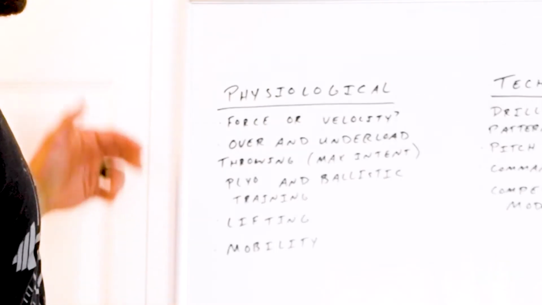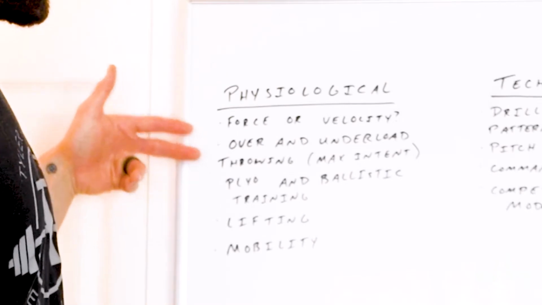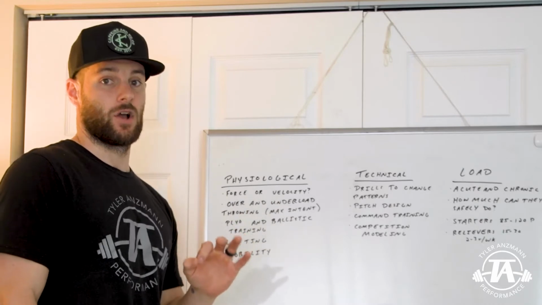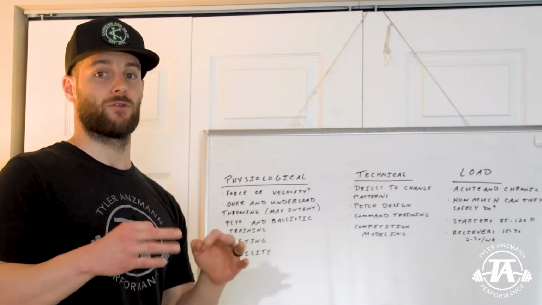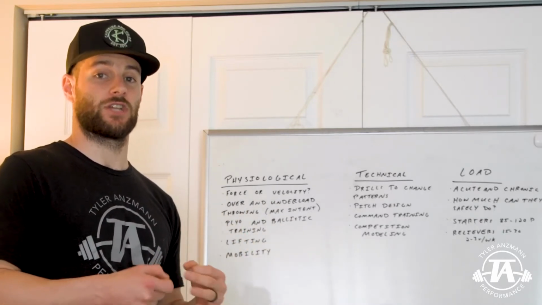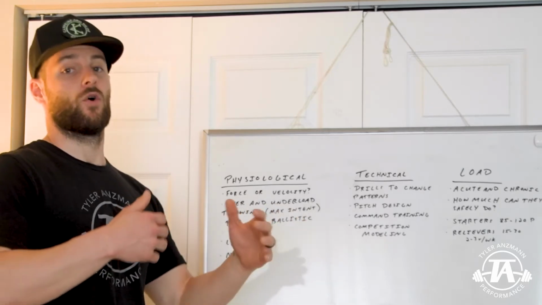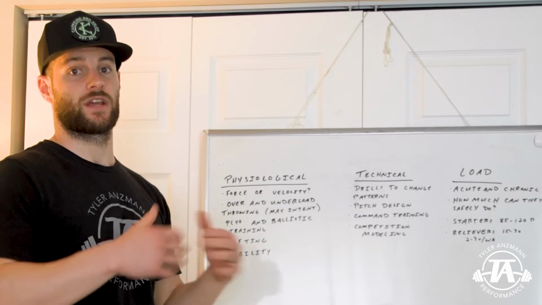The next piece would be over and under load throwing. That's a tool we have in our toolbox as well. This would be in the context of max intent, so we're doing over and under load throwing at full effort. We can really make some physiological changes on the force or velocity side of things, the arm speed, or the force output when it comes to throwing.